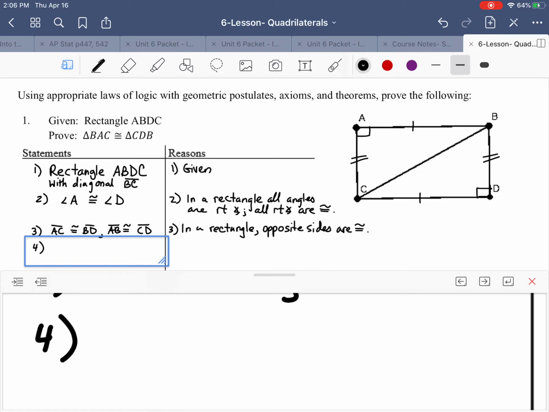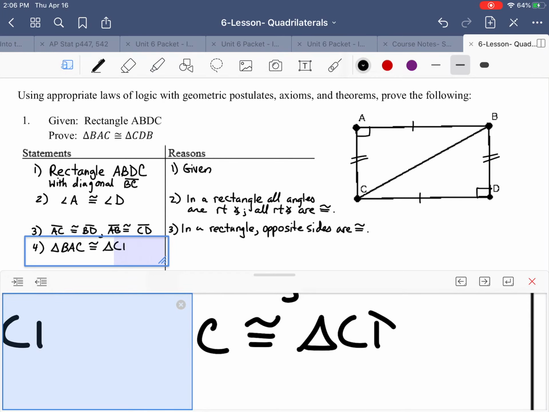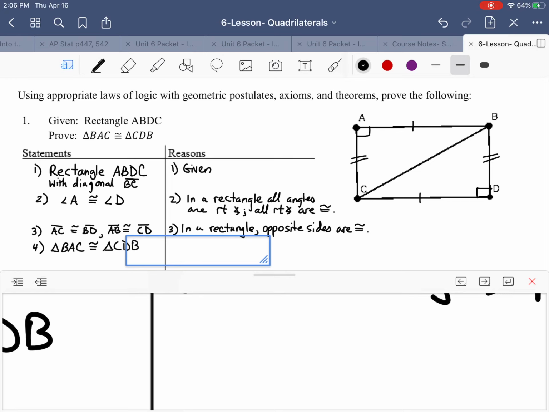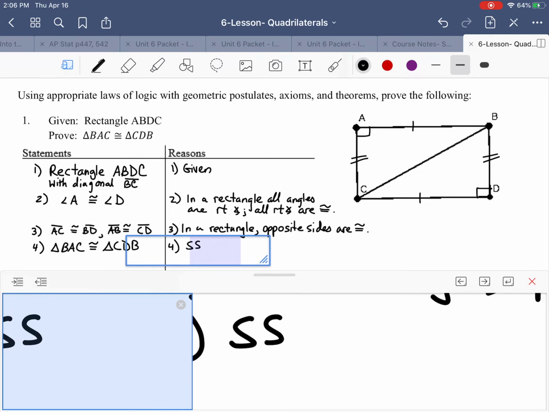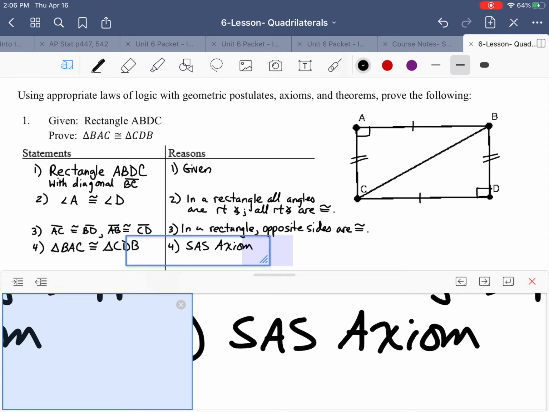The side angle side axiom shows us that triangle BAC is congruent to triangle CDB. And that's the SAS axiom. Not the similarity axiom, but the congruence axiom. By not putting the similarity symbol in there, we know it's the congruence axiom. We could have gone with hypotenuse leg theorem, but then just play that out.